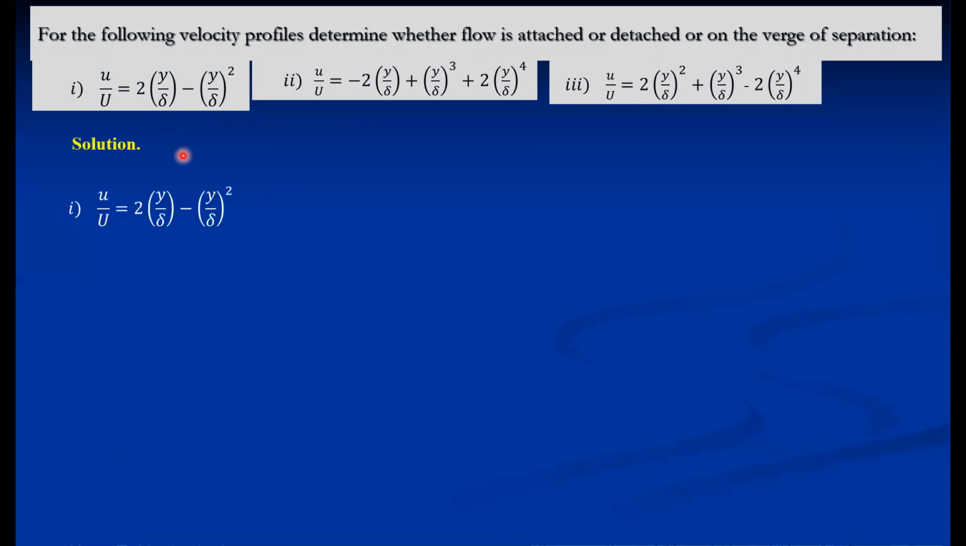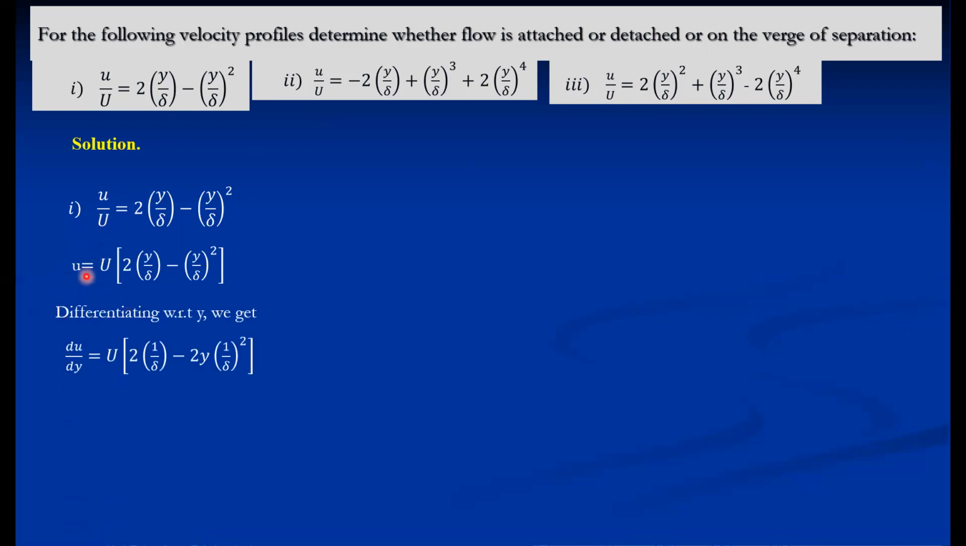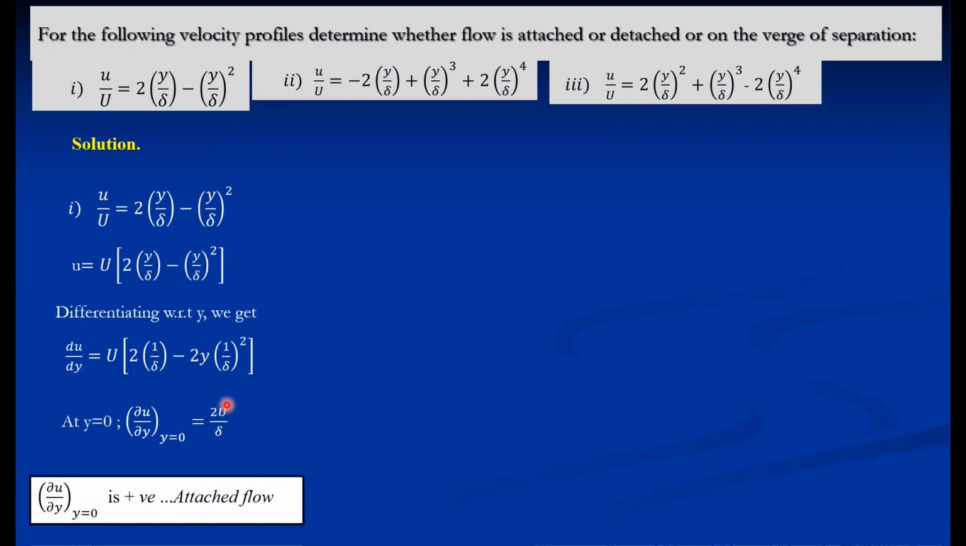First case: the first velocity profile equation is given. Now we have seen previously that the velocity gradient with respect to y at y equal to 0, if it is positive, negative, or 0, exhibits some characteristics. If we take only small u on one side and the other terms on the right-hand side, and differentiate u with respect to y, we get ∂u/∂y = U[2(1/δ) − 2y(1/δ²)]. If we put y equal to 0, we get ∂u/∂y at y = 0 equal to 2U/δ. It's a positive value. So if ∂u/∂y is positive, that means the flow is attached.